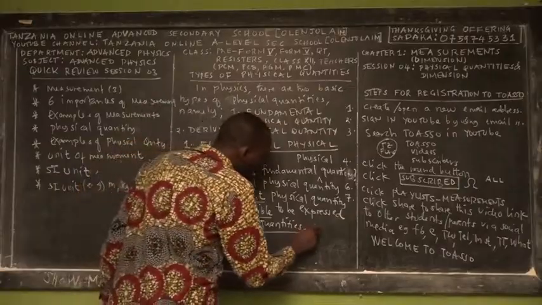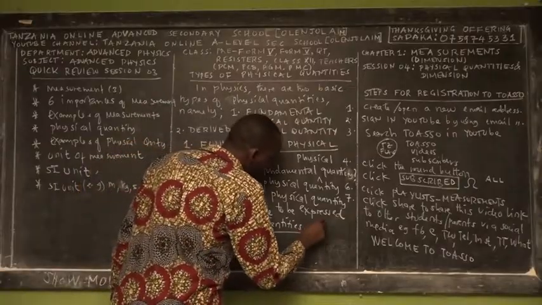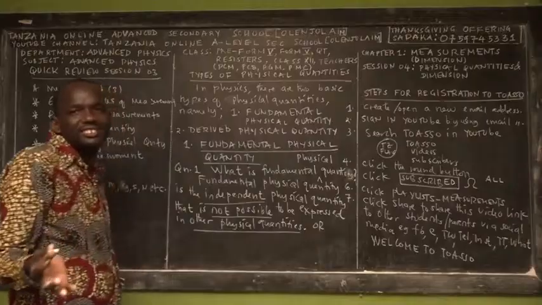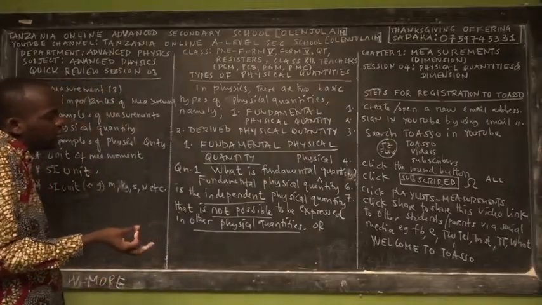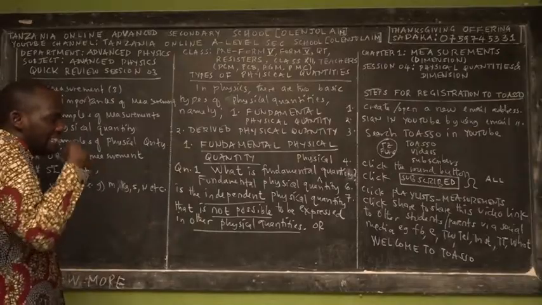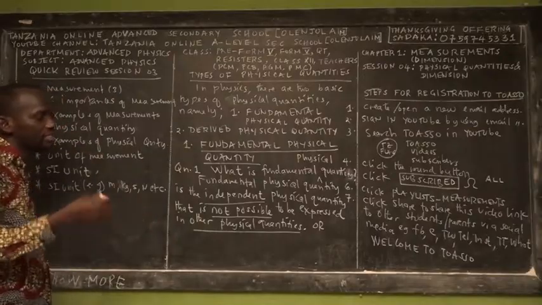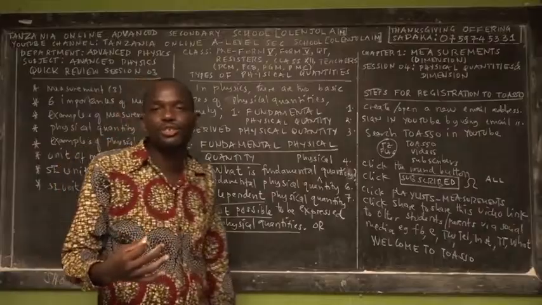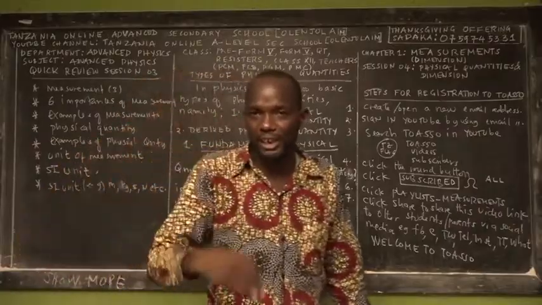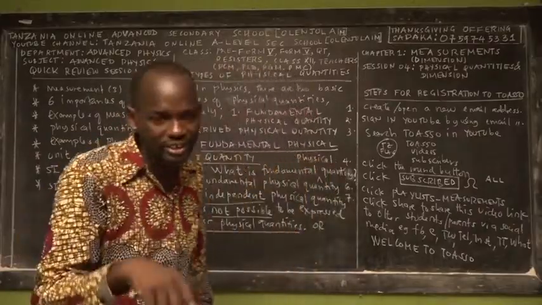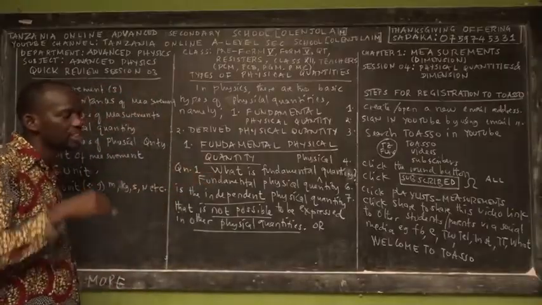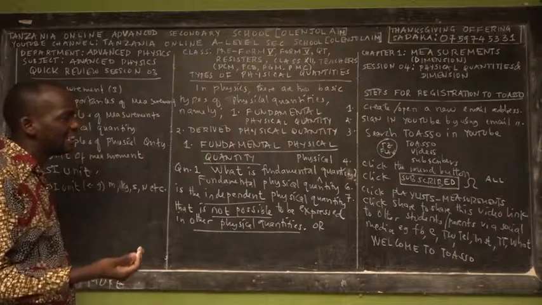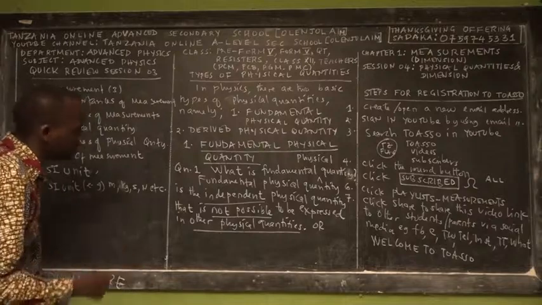Okay, this is one of the definitions. It's clear. So it's independent, not dependent. We cannot express fundamental physical quantities in other physical quantities. While the second type, derived physical quantities, can all be expressed in other physical quantities. So all derived physical quantities can be expressed in fundamental physical quantities.